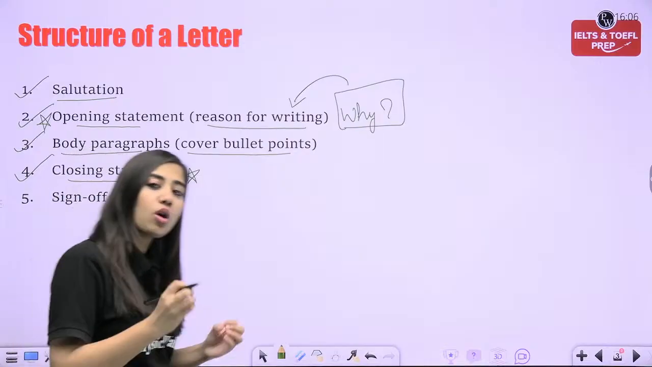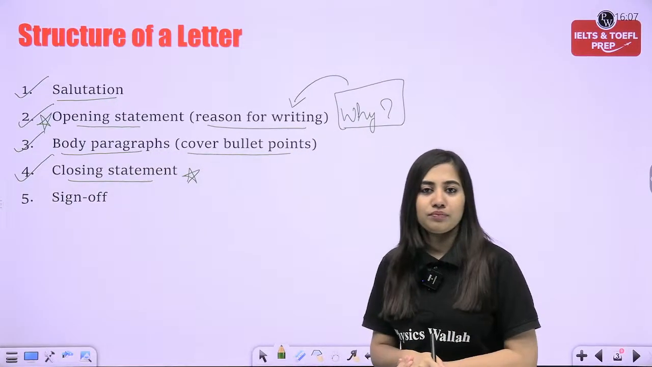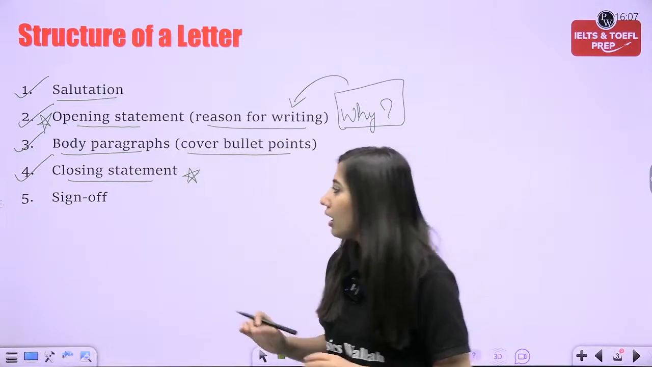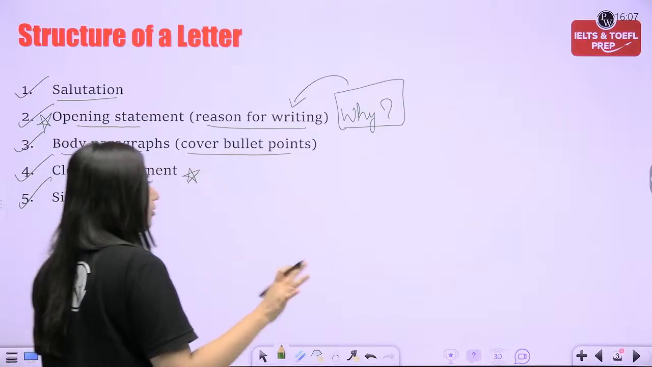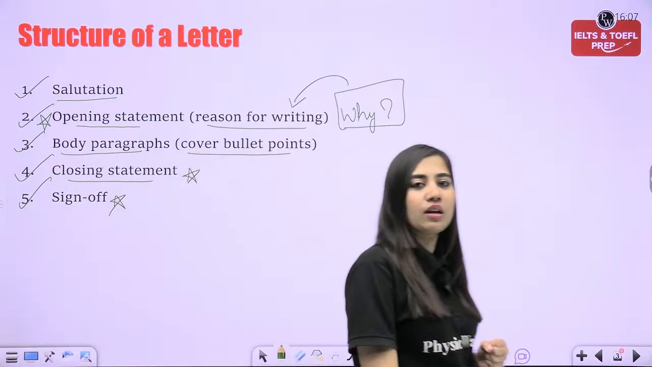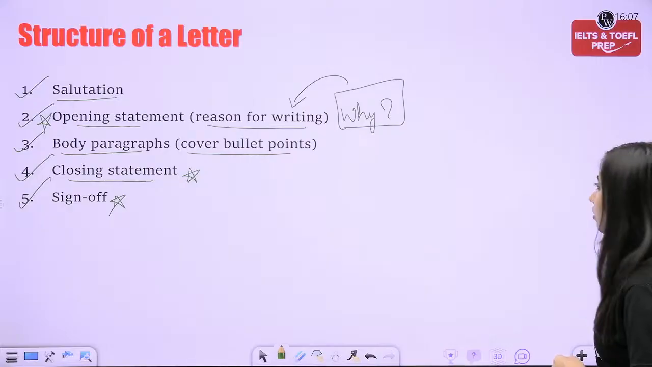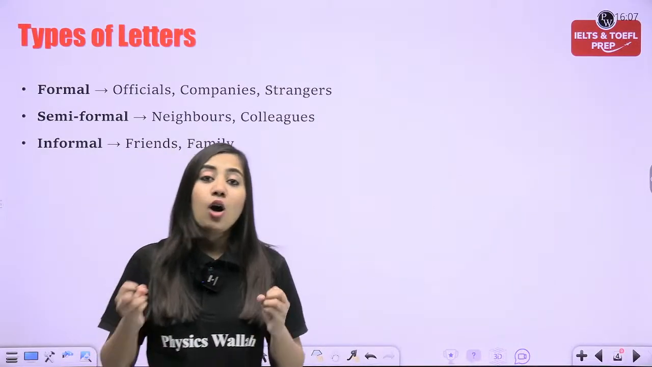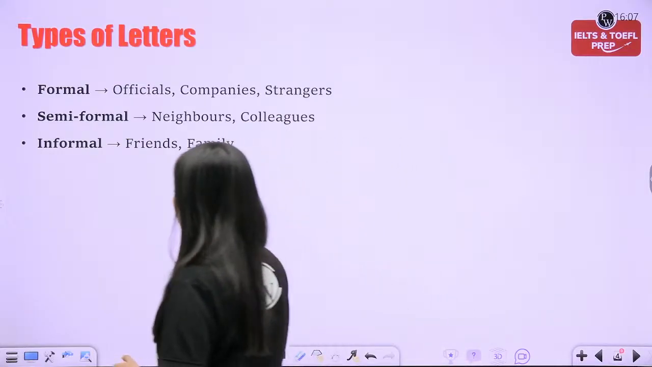You must always have a closing statement, which will contain a single line or maybe 2-3 lines. But yes, you must always have it. And later on, yes, signing off. You just have to sign off by writing your name. Okay? That's how you have to do it. That's the structure. Later, what all types of letter we have, how will we differentiate between them? We are going to see that now.